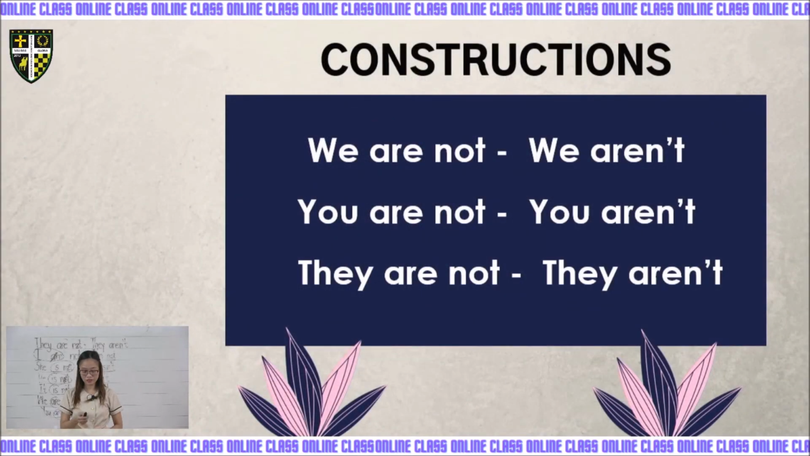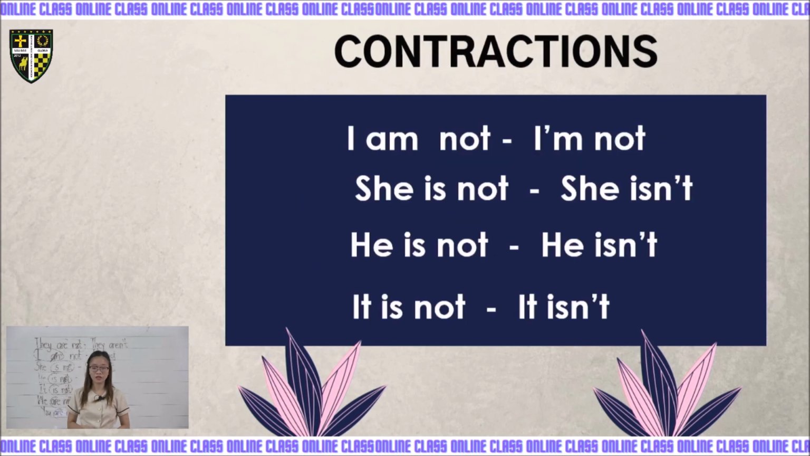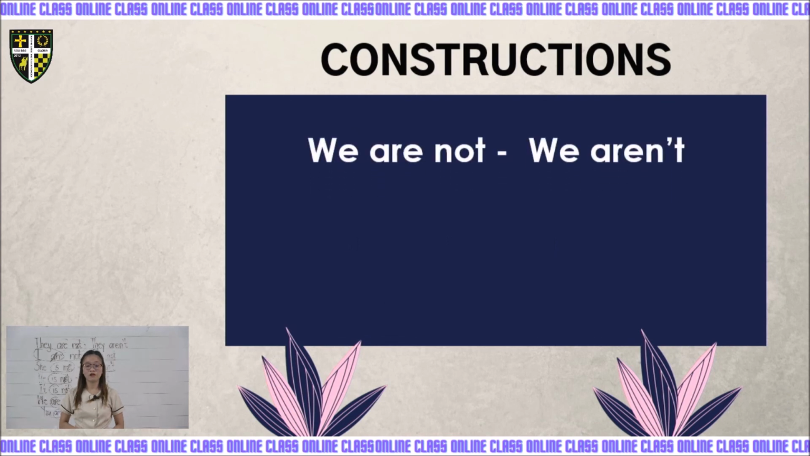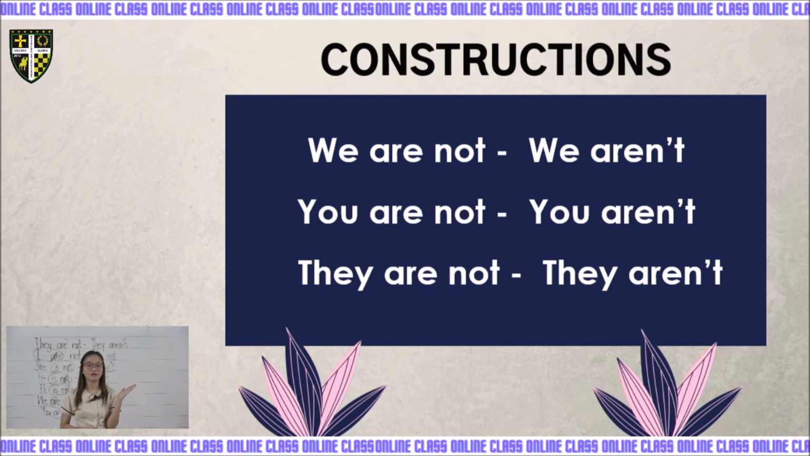Okay, so now, wait. I will show you again. I am not, I'm not. She is not, it becomes she isn't. It is not, and it isn't. Next, we are not, it became we aren't. You are not, and it became you aren't. They are not, and it became they aren't. Okay, do you understand, kids? That is very easy, isn't it?